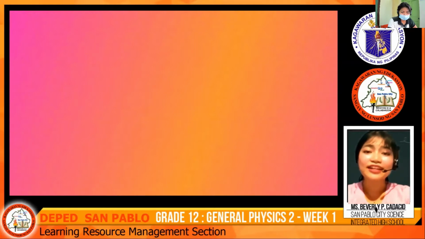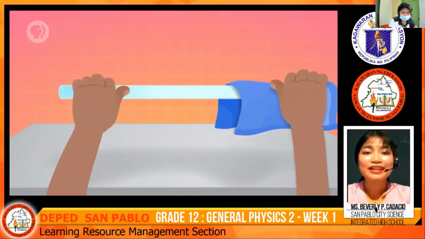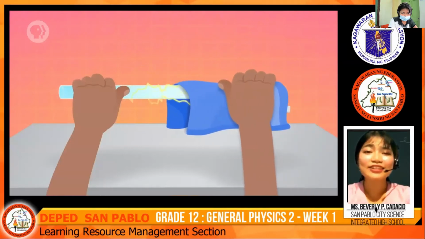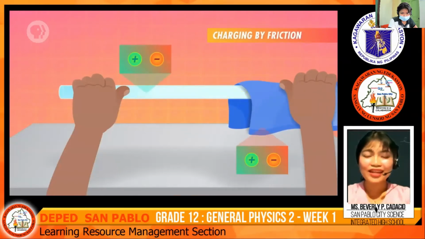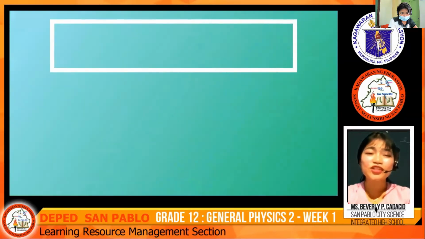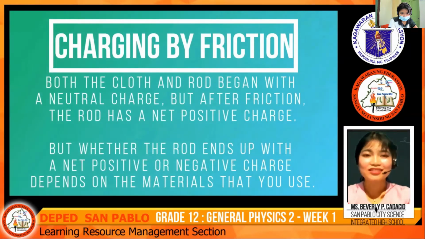This imbalance can be created and resolved in lots of different ways. Say you have a glass rod that's electrically neutral and you rub it with a cloth. That physical interaction causes electrons to hop onto the cloth, leaving the rod with an overall positive charge. This is called charging by friction. Both the cloth and rod begin with a neutral charge, but after friction, the rod has a net positive charge. But whether the rod ends up with a net positive or negative charge depends on the materials that you use.